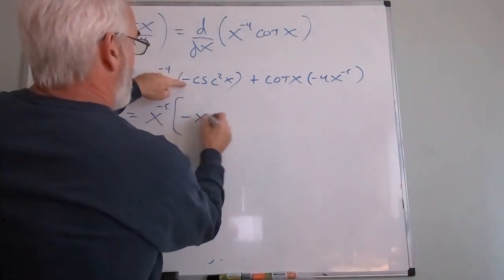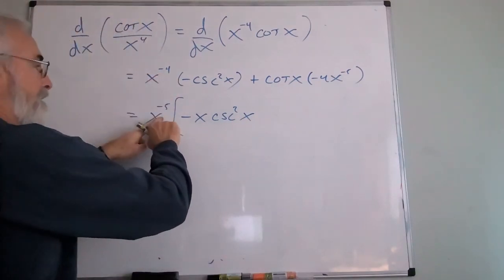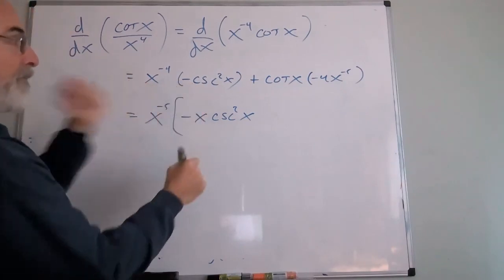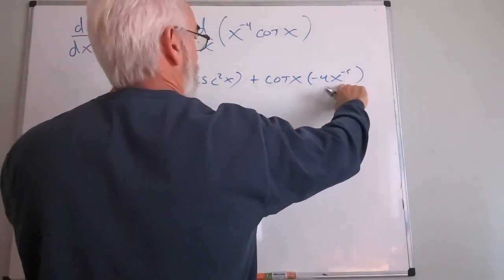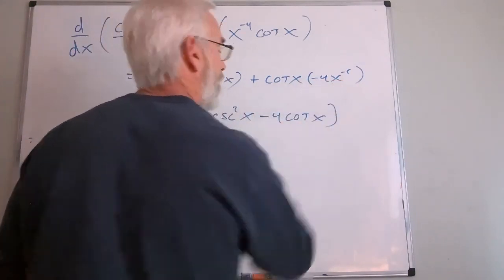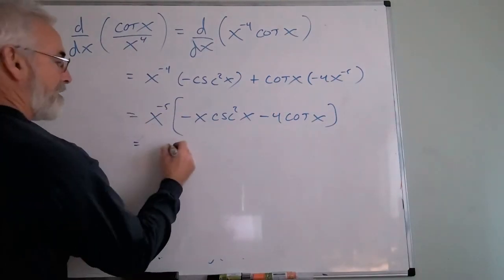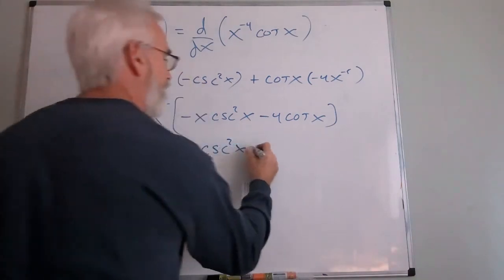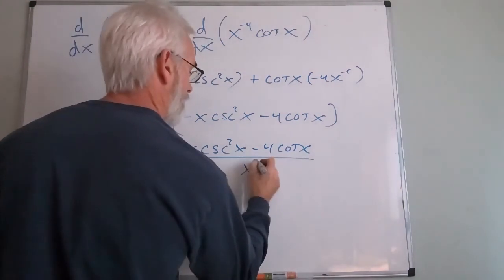So I would have negative x cosecant squared. And again, quick check, x to the negative fifth times negative x is negative x to the negative fourth. Beautiful. Here, I factored out the entire x, so I'm only left with the negative 4 times cotan. Now put this guy downstairs. So I'm not worried about the fact that I have negatives. Yeah, you could factor a negative 1 out. I don't know if that makes things easier or more complicated.